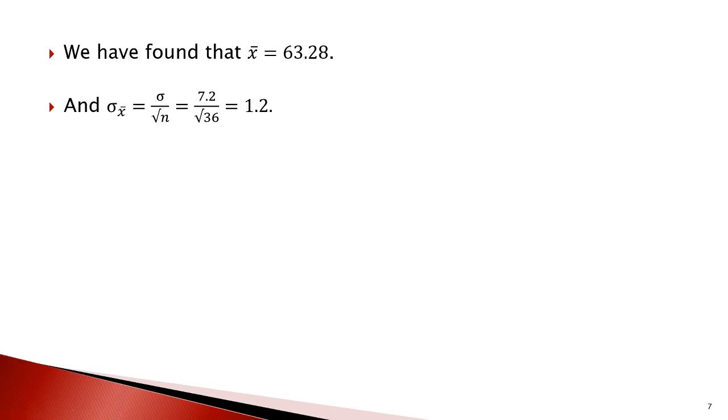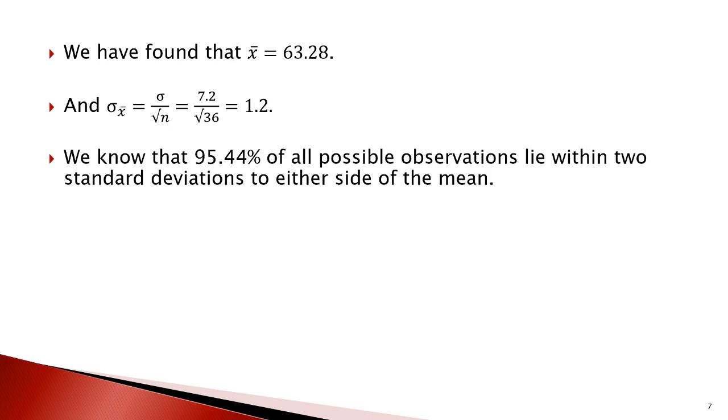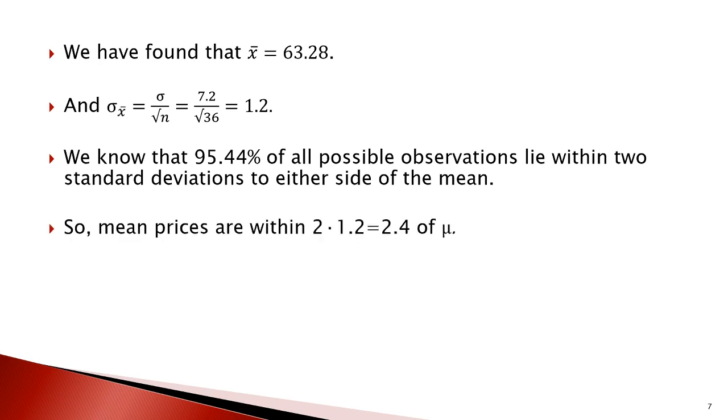We know that 95.44% of all possible observations lie within two standard deviations to either side of the mean. So the mean prices are within 2.4 of mu, for the left side or for the right side.